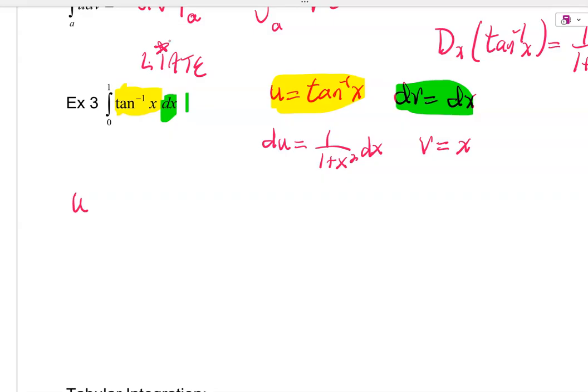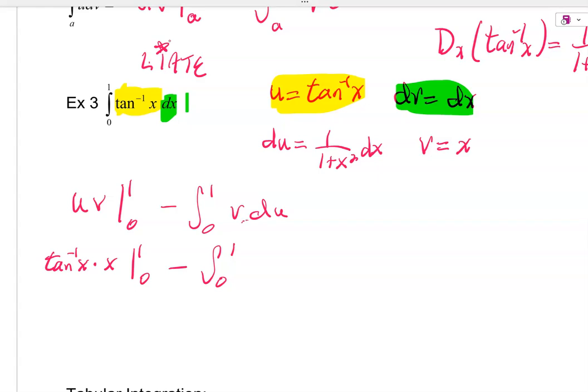Look, we're going to say here's uv, evaluating that from 0 to 1, minus the integral from 0 to 1 of v du. And your u right here is inverse tangent of x. Your v right here is an x.